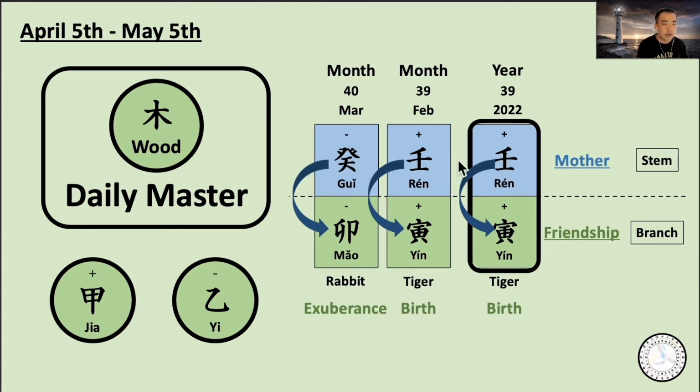The generation cycle comes like that, water to wood. So water is generating wood for this whole year, for any daily master. But for wood, mother is generating friendship.